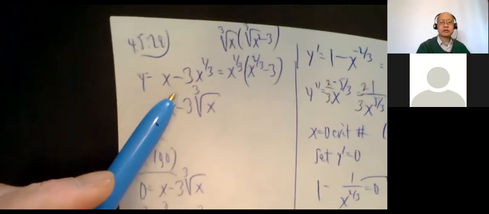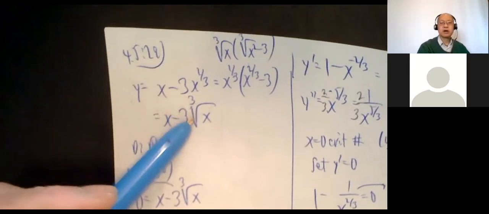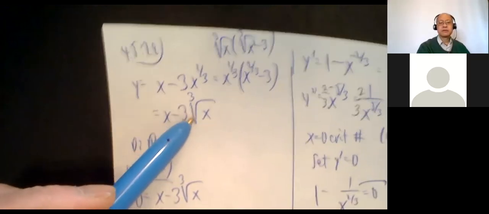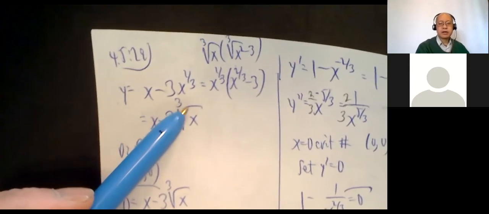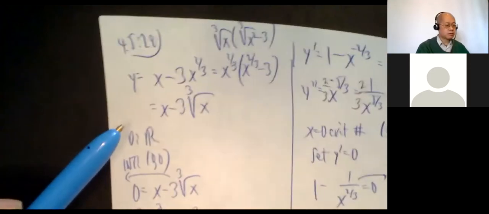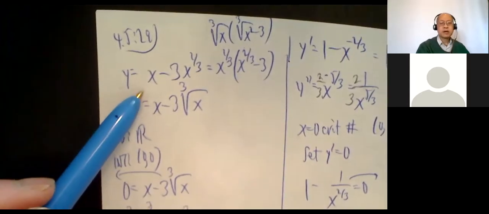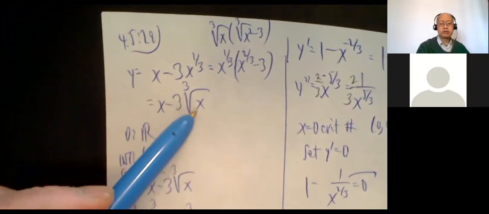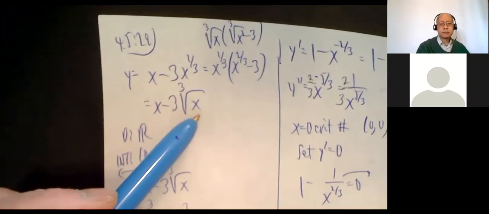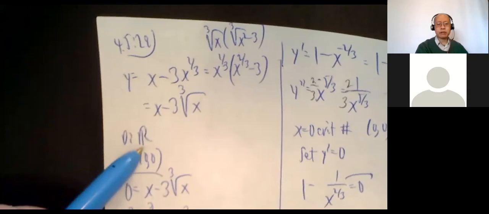Y equals x minus 3 x to the 1/3. Okay. Now, I'm going to rewrite it in several ways to show you what's happening here. This can be written as x minus 3 times the cube root of x. I can take the cube root of any real number, so the domain is all real numbers.